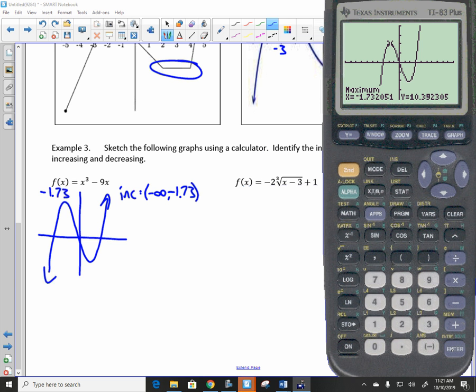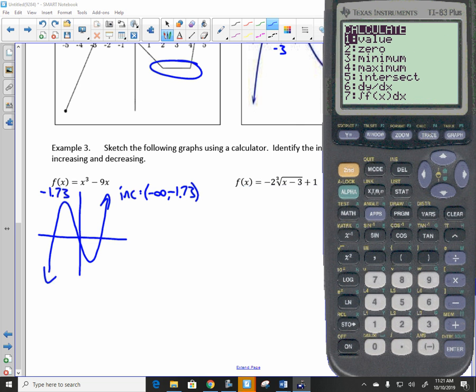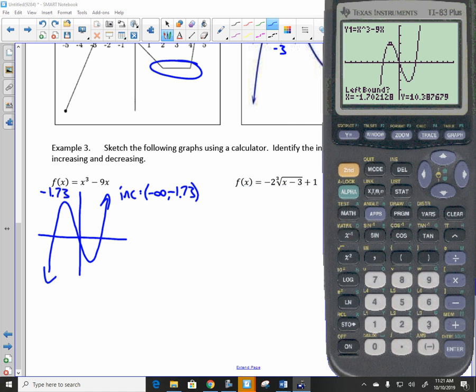How would I come up with that lower spot? Yep, minimum. Second, calculate number 3. We go to minimum. We drop down to that lowest spot. As we move to the left, press enter. As we move to the right, we press enter. We press enter on guess. And sure enough, we're located at 1.73.